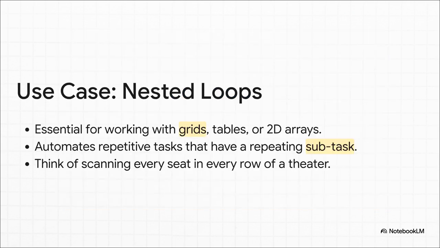And you see this everywhere. Processing pixels in a photo, filling out a spreadsheet, setting up a game board. The movie theater analogy is perfect. Think about it. You go to row A, and then you check every single seat, 1, 2, 3, 4. Then you go to row B and check every seat there. That's a nested loop in the real world.